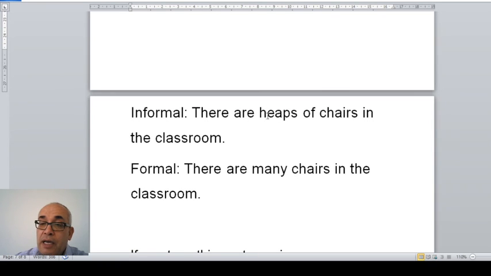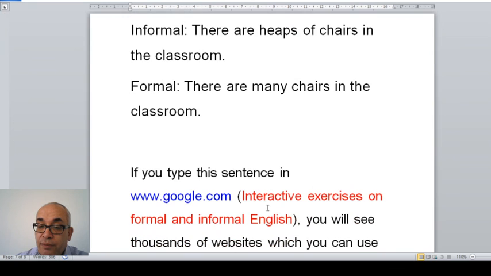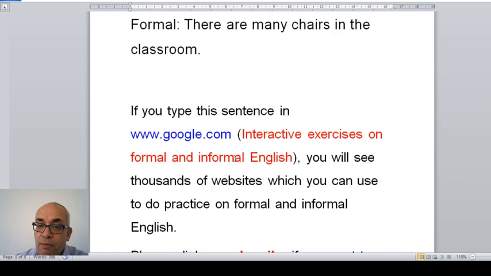There are heaps of chairs in the classroom. Of course, there are is formal, but heaps is informal. So if you want, you have to make everything formal. So I change heaps into many. Heaps and many have the same meaning. Many is formal, heaps is informal. And this is again more practice for you.